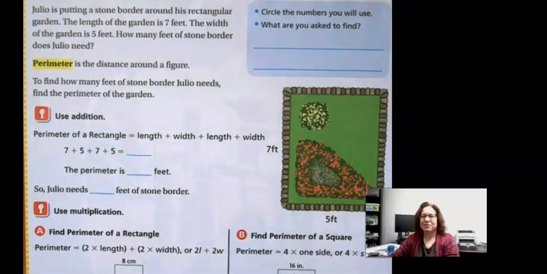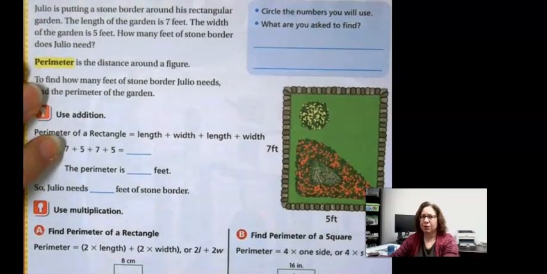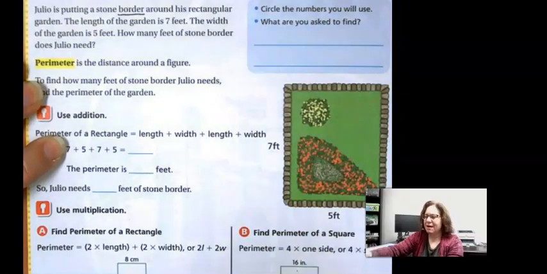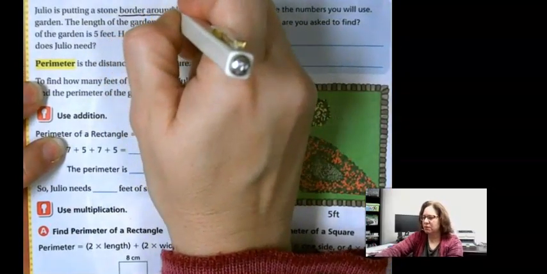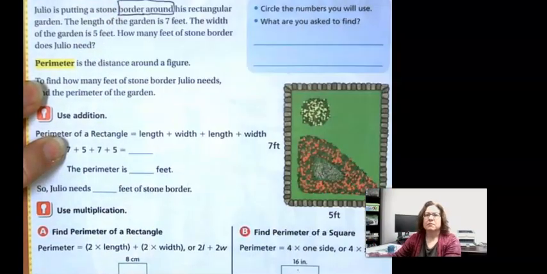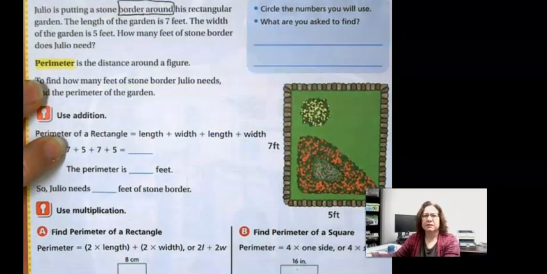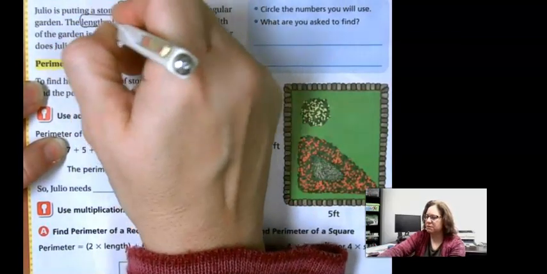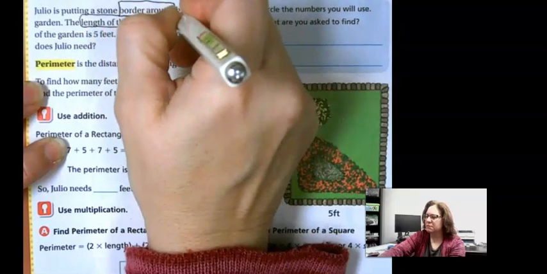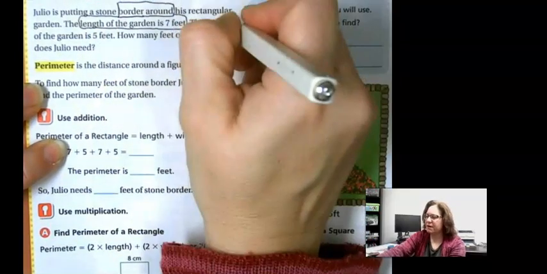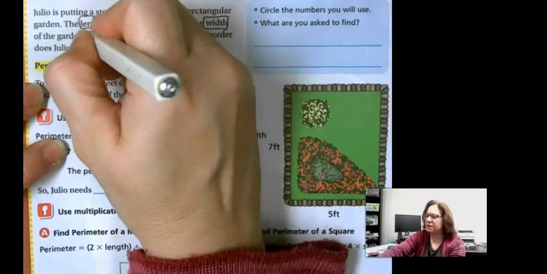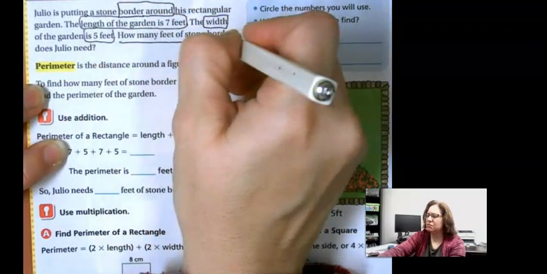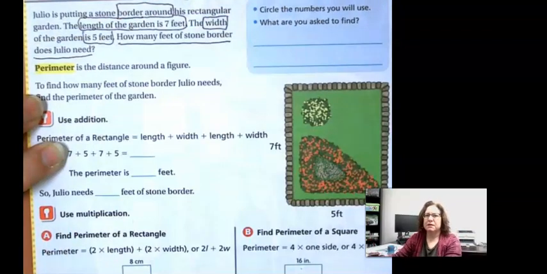Let's read that again. Julio is putting a stone border, oh, there's a clue word, around, another clue word, his rectangular garden. The length of the garden is 7 feet. This is important. The width of the garden is 5 feet. Width is 5 feet. How many feet of stone border does Julio need?